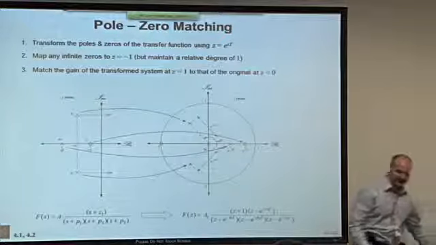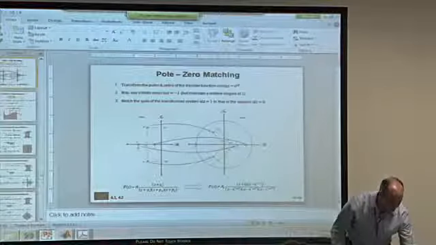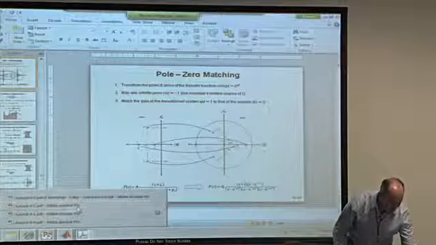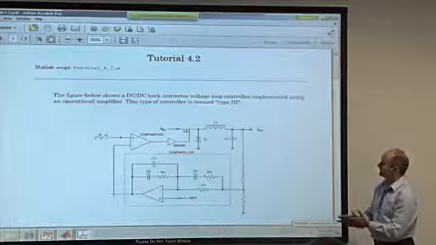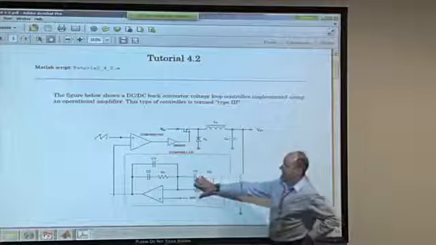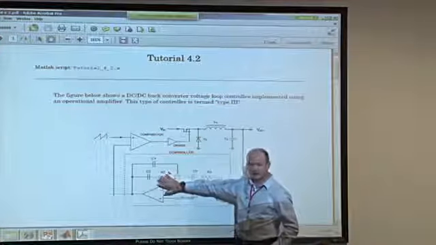Now, I'm going to illustrate this in terms of a tutorial. And that tutorial looks like this. It's back to the buck controller that we did in an earlier tutorial using a type 3 compensation network. Remember, we already designed this.